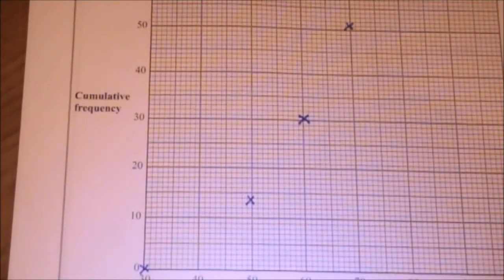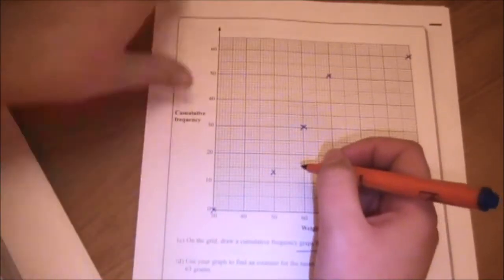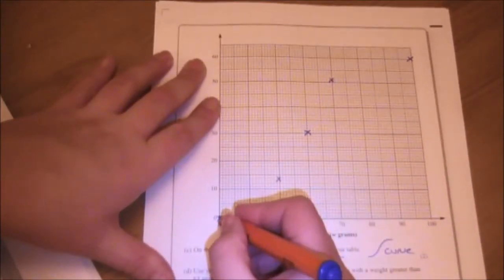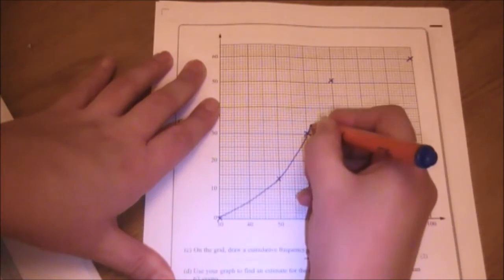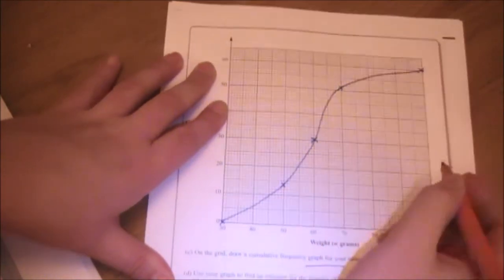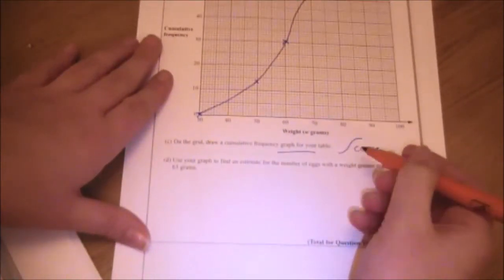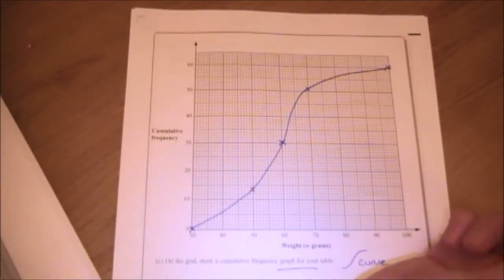So what I need to do then, if I can zoom out, is join my points with a curve. It might be difficult for me to do at the angle that my hand is in, so it's best to do it in one smooth motion. And remember how the shape of a cumulative frequency graph needs to look. It's going to end up as something like that. So not too far off what I predicted it would look like. They all look the same pretty much. So there's my cumulative frequency graph.